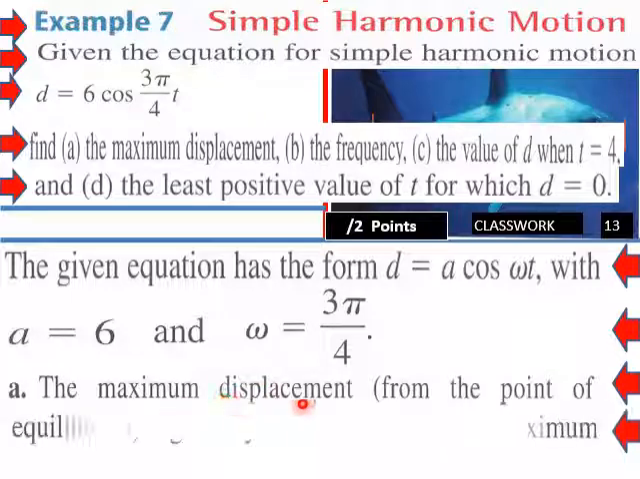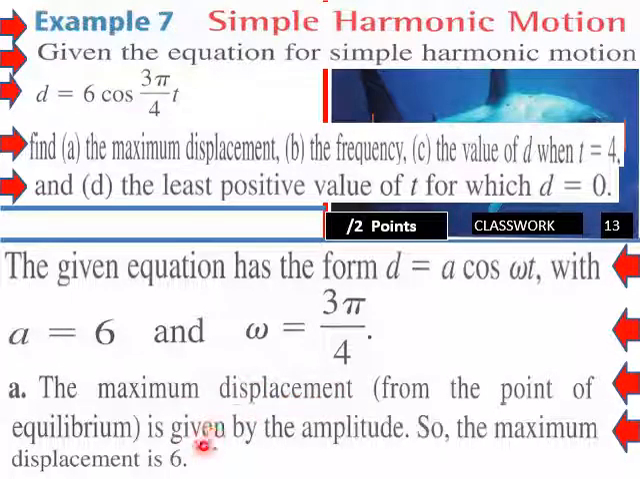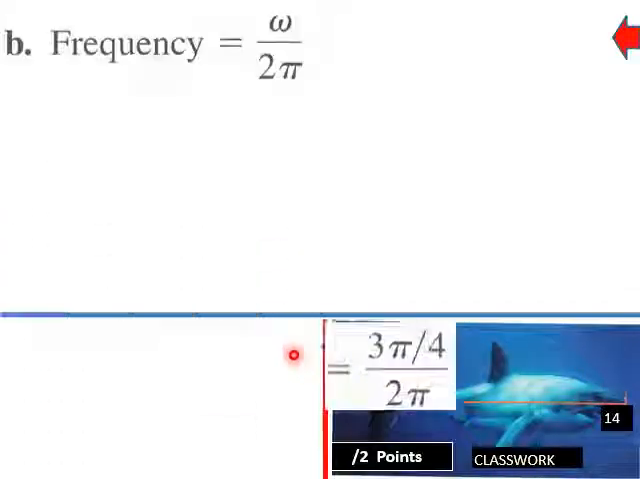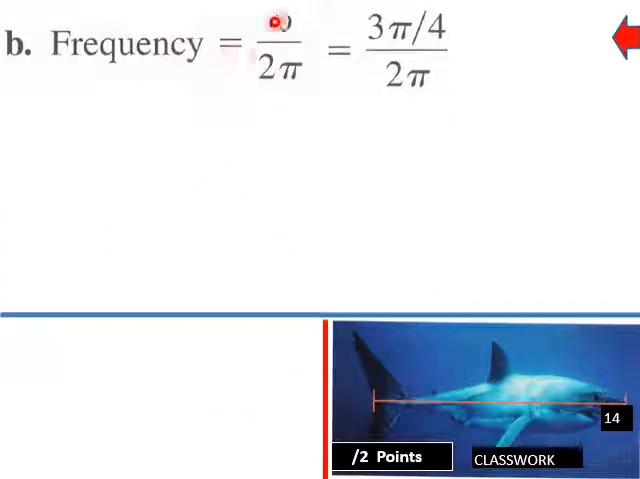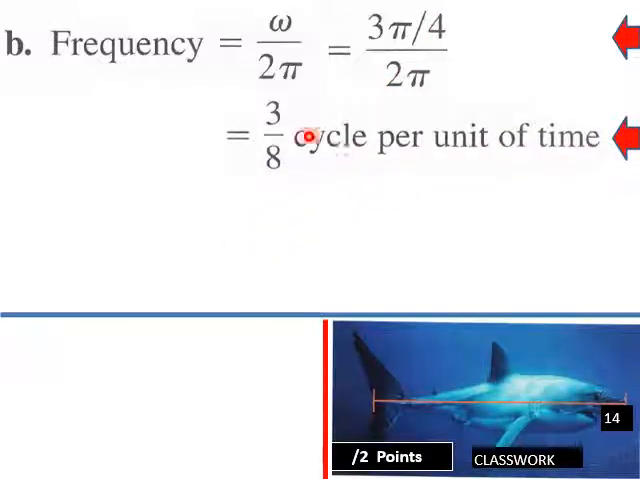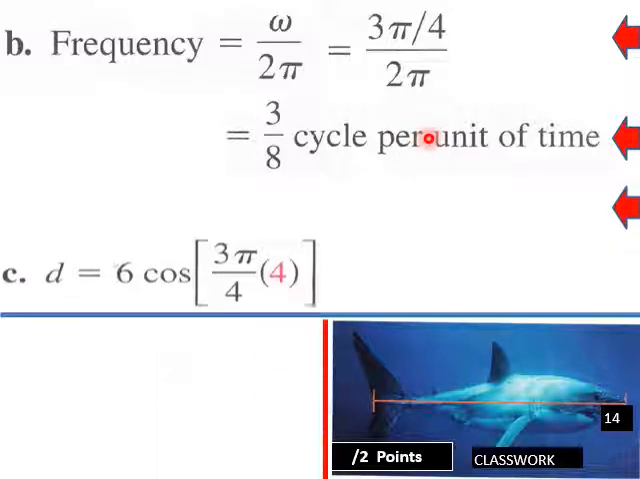A, the maximum displacement from the point of equilibrium is given by the amplitude, so the maximum displacement will be 6. This is our resting distance. And then the frequency would equal w over 2 pi, which would equal 3 pi over 4, over 2 pi. Then when we crank that out, we get 3 over 8 cycles per unit of time.